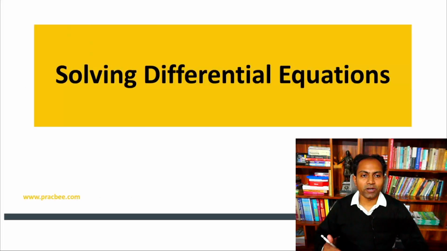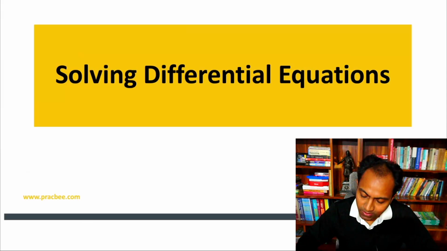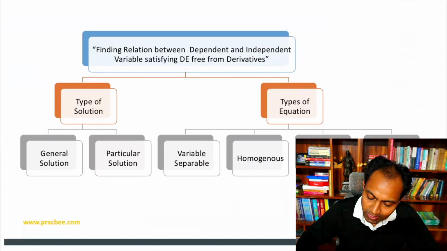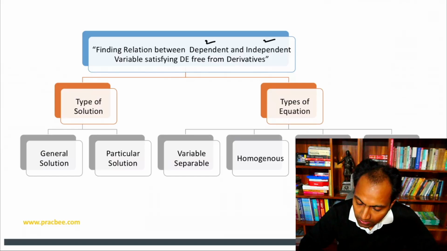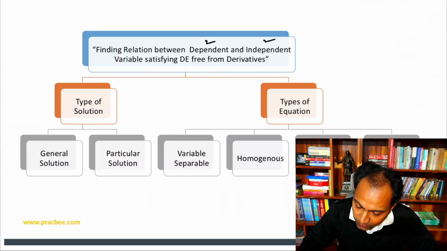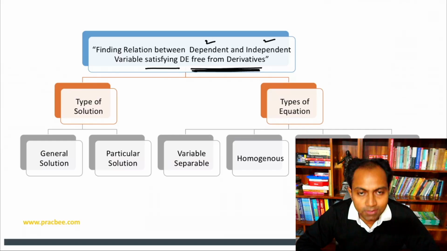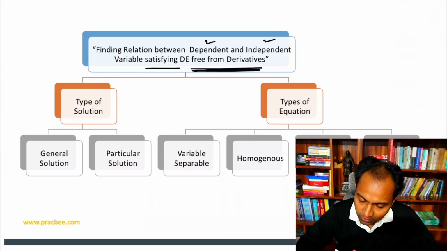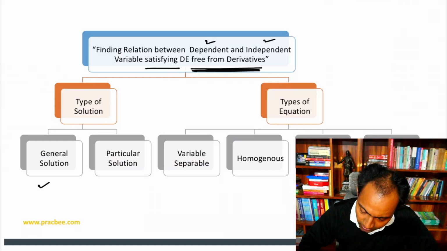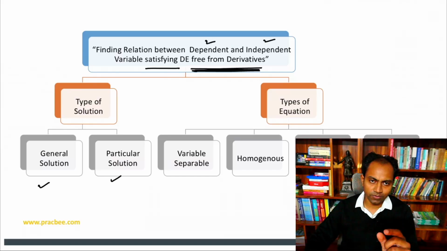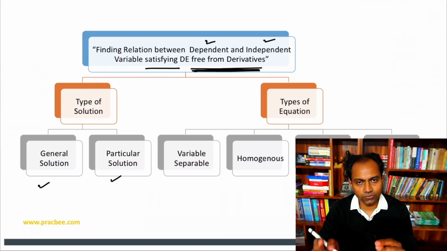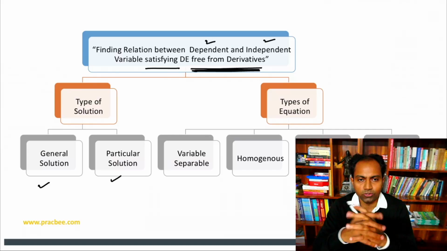Now the next important discussion is solving differential equation. If I solve a differential equation, what does that mean? It means finding a relationship between dependent and independent variable, that is y and x, satisfying the differential equation, free from derivatives. We need to remove the derivative part. This is what a solution means. Now there are two types of solution: general solution and particular solution. General solution would mean we'll get a c or a constant term in the answer. If you can figure out the value of c, in some particular cases you will get a particular solution.